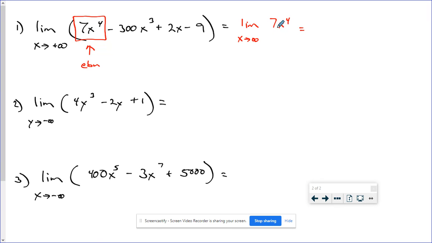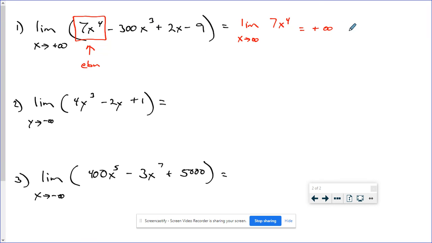If you take a really large positive number and raise it to the fourth power, you're going to get a really large positive number. Then you multiply it by 7, and you still get a really large positive number. So as x goes to infinity, 7x to the fourth also goes to infinity. I'll drive home the positive by writing positive infinity. That would be my limit of that polynomial.